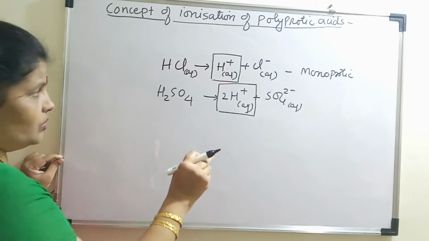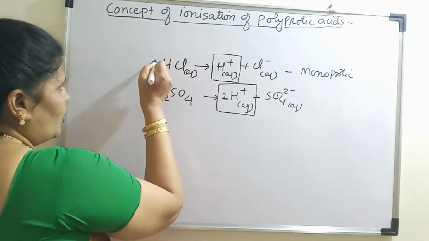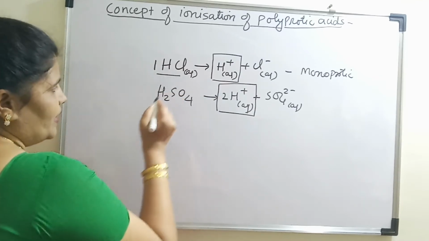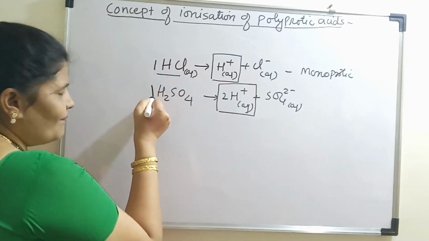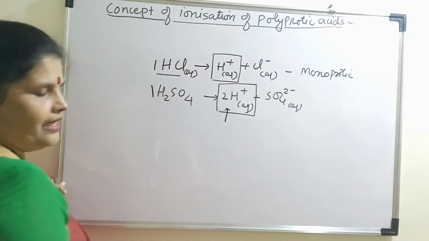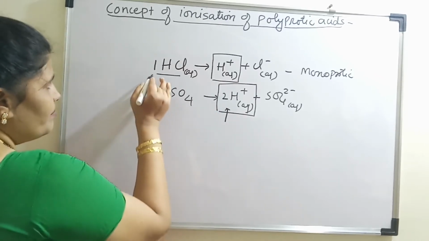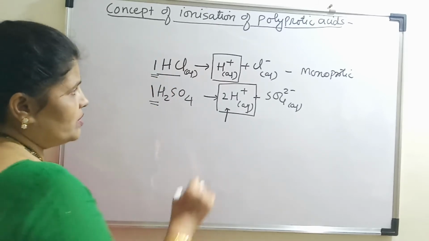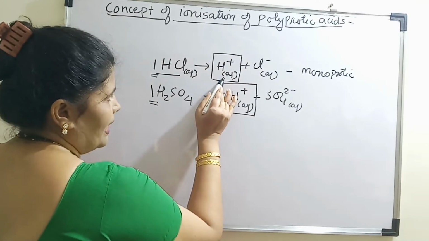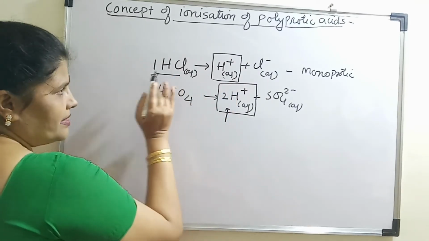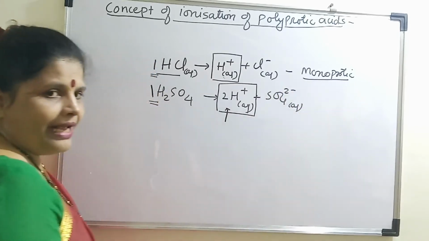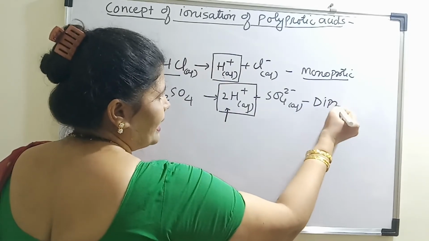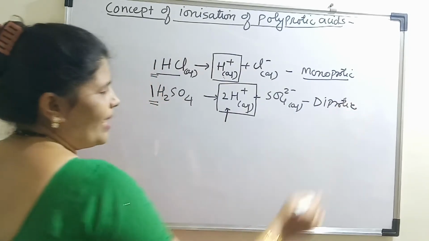Very important to note, this 1 H plus ion is for 1 mole of the acid. Here also I am considering 1 mole of acid, but I am getting 2 H plus ions. So you have to always consider 1 mole for the definition. So what is a monoprotic acid? An acid that gives 1 H plus ion or hydrogen ion per molecule of that acid is called a monoprotic acid. What will I call this, student? This will be a diprotic acid because it is giving 2 H plus ions.